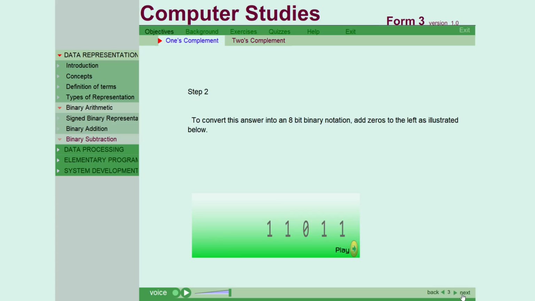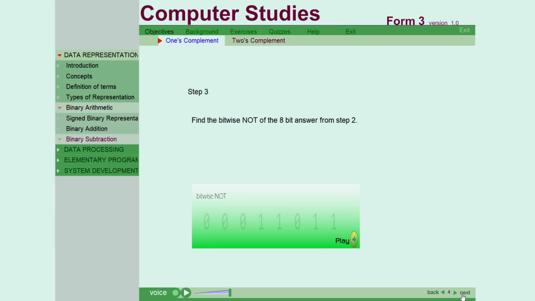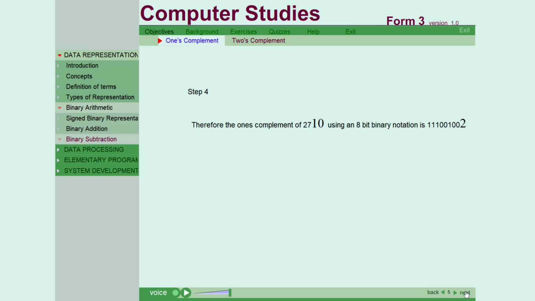Step 2. To convert this answer into an 8-bit binary notation, add zeros to the left as illustrated below. Step 3. Find the bitwise NOT of the 8-bit answer from step 2. Step 4. Therefore, the 1's complement of 27 to the base of 10 using an 8-bit binary notation is 11100100 to the base of 2.